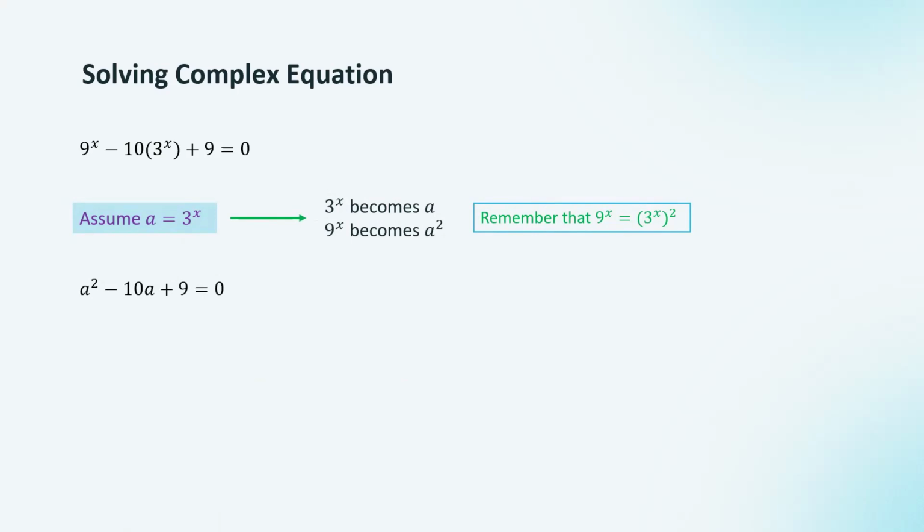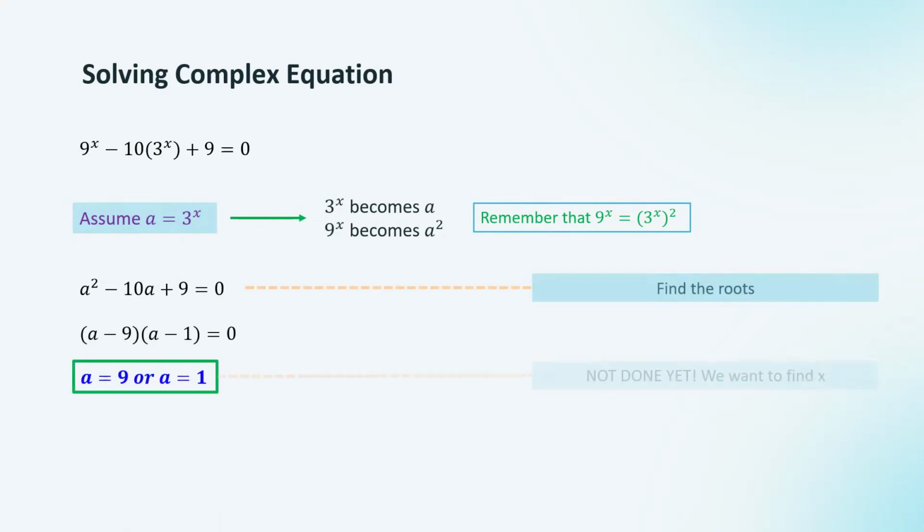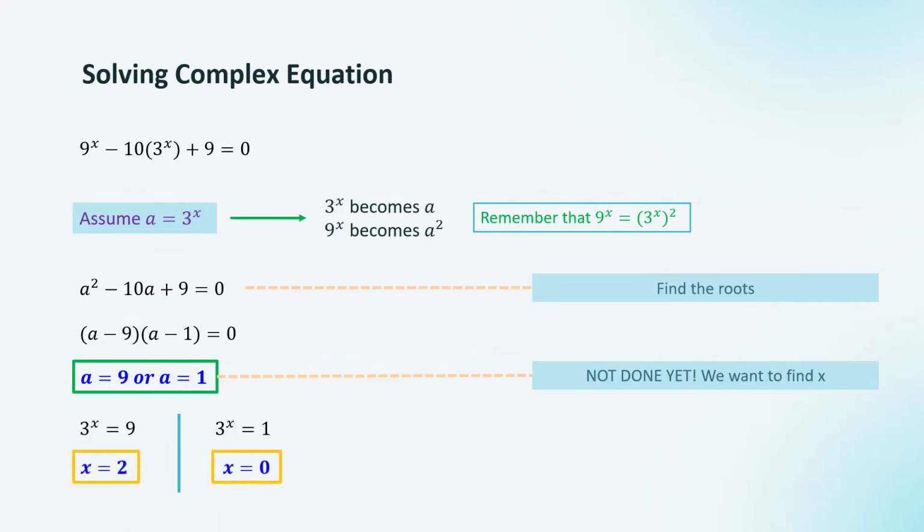A squared minus 10a plus 9 equals to 0. We can try to factorize this. We got the a. So a can be 9 or 1. And we can try to input it in the initial assumption. So 3 to the power of x equals to 9, or 3 to the power of x equals to 1. So x should be equal to 2, or x should be equal to 0.